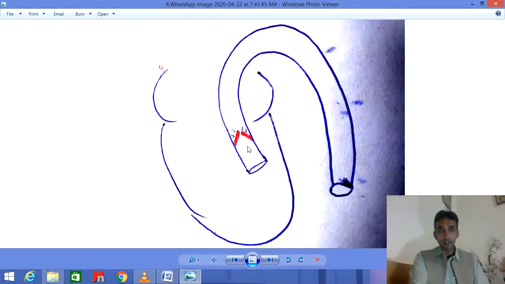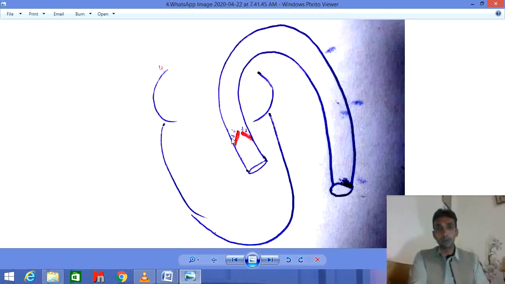This step takes place after the ejection period of the heart. After the ejection period, the ventricle becomes not empty, but the pressure of blood becomes lower in this ventricle, and the pressure of blood becomes higher in this area. The pressure of blood becomes higher in this area and lower in this area. So the first step of diastole got initiated in this step.